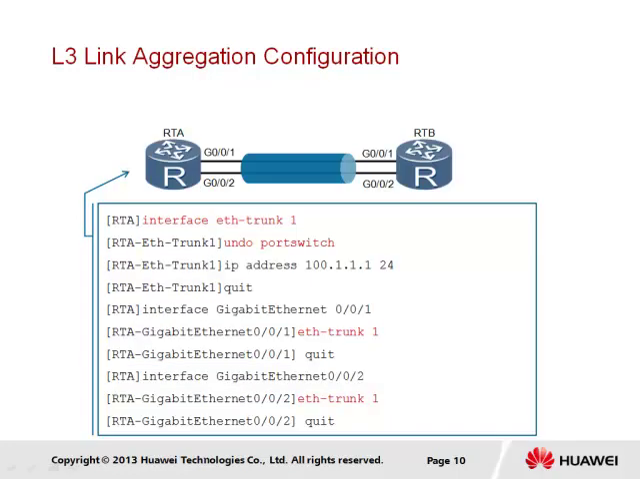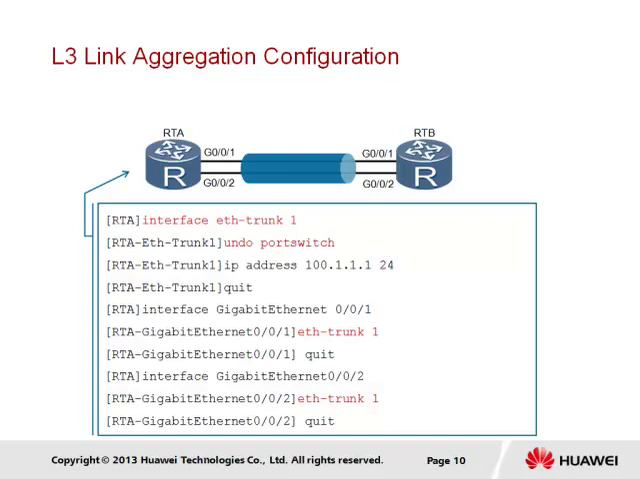The logical Ethernet trunk will operate by default at layer 2. Where routers are used, however, layer 3 based link aggregation is recommended to allow the logical trunk port to function as a route port. This is set using the undo portswitch command, after which an IP address can be configured for the logical route port, which in this instance has been assigned as 100.1.1.1/24 on RTA.